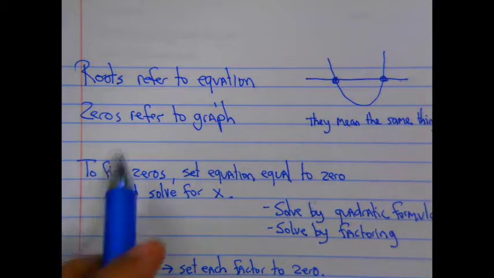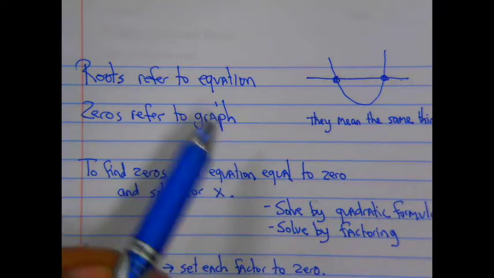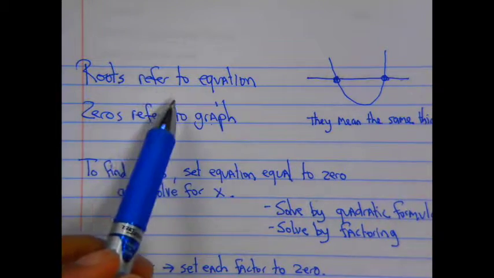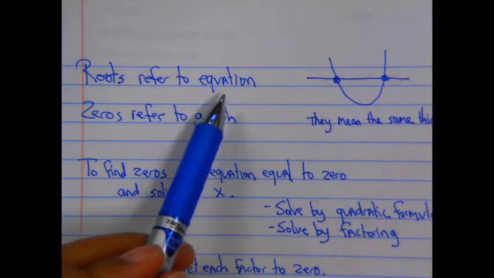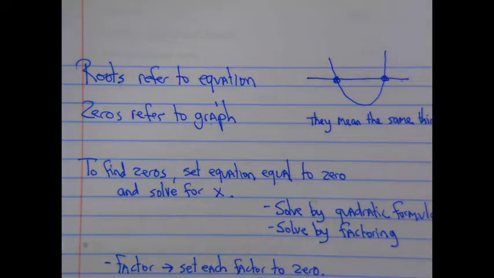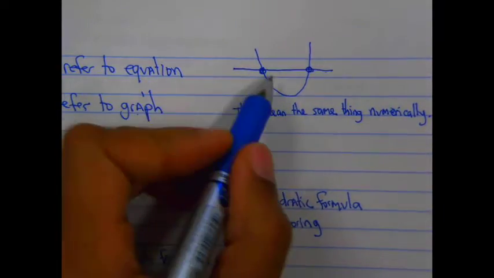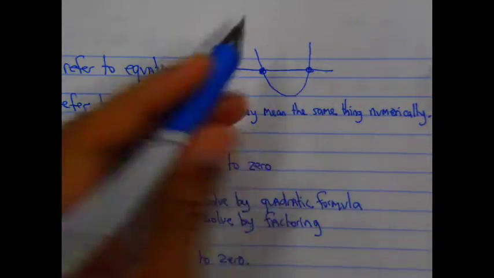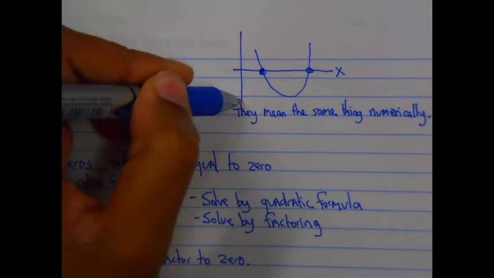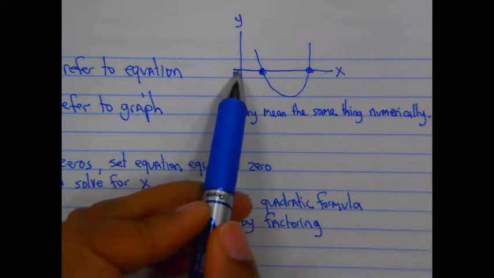It's just that zeros are referring to the graph, really. We'll talk about, what are the zeros of that graph? And we'll talk about the roots of an equation. So just a difference in vocabulary with how we refer to these things. They mean the same thing numerically, which is they're both referring to the place where the graph is crossing the x-axis, which is where the y value is 0. So that's why they're called zeros. The y value here is 0.